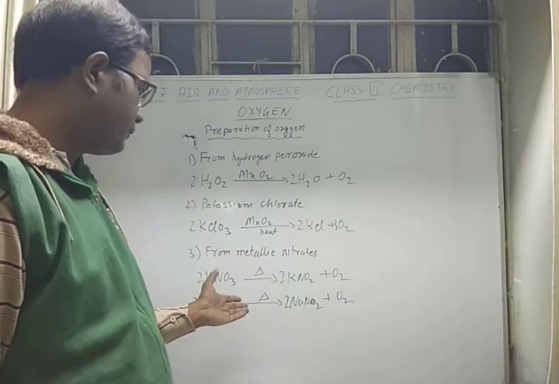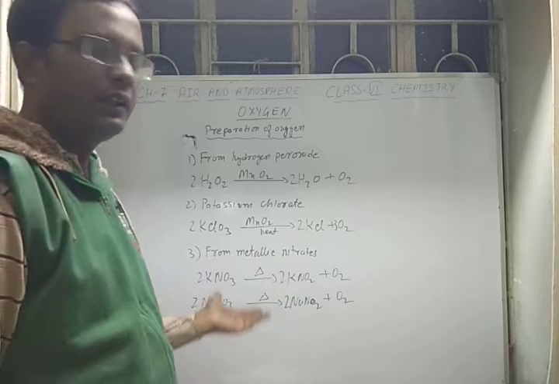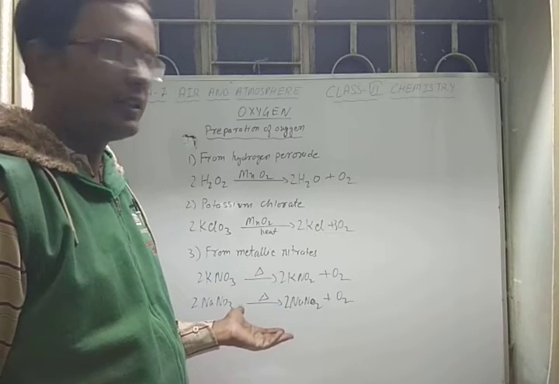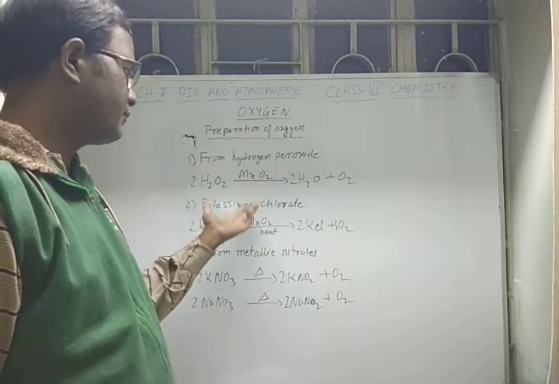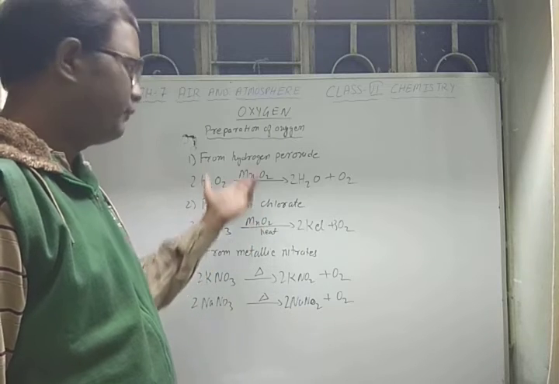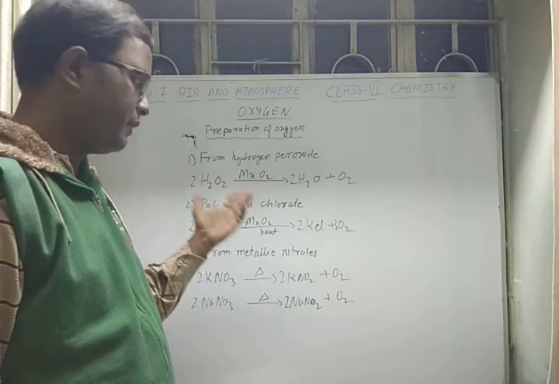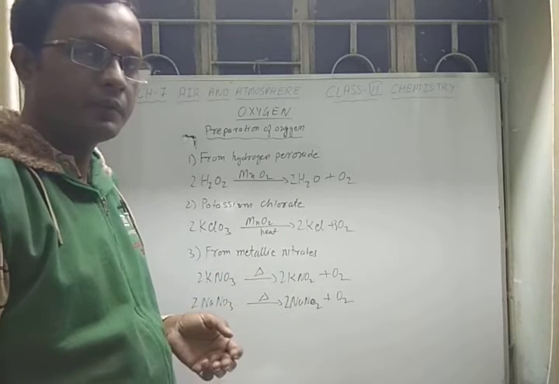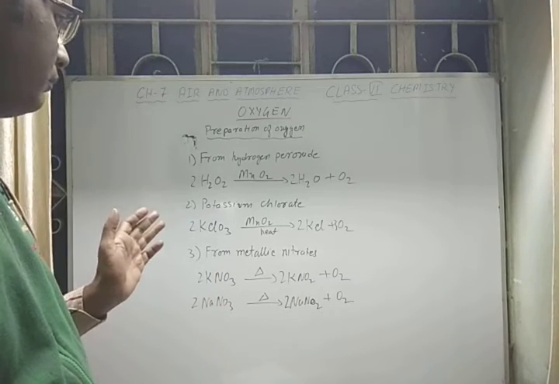So in this process, from metallic nitrates to nitrites and oxygen, we don't need any catalyst. In the first two, from hydrogen peroxide and potassium chlorate, we have to heat as well, but we need some positive catalyst. But in the last process we don't need any catalyst here.